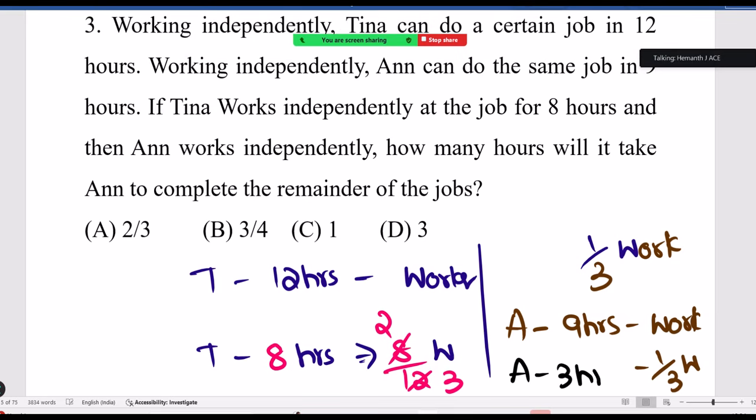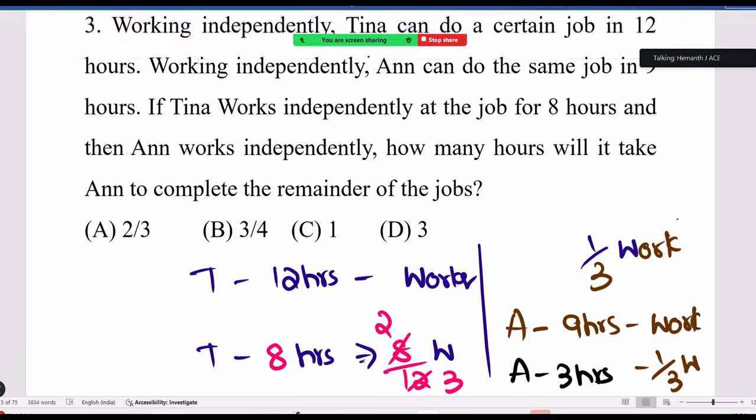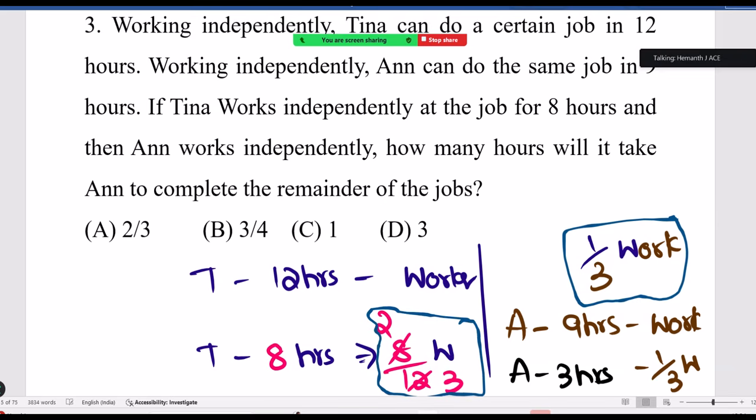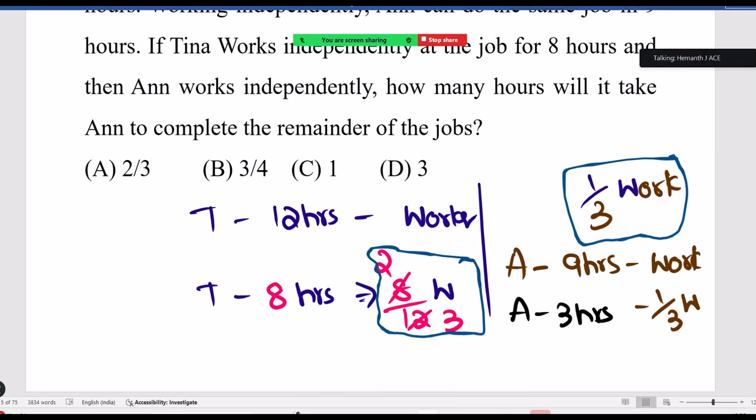That's what few of your friends already answered. Remaining, please check how you are solving this question. Why 1/3? What is this 1/3, sir? What is this 1/3? Here 2/3 of the work is already completed in 8 hours by Tina alone. Now Anne alone should complete that 1/3 of the work. From question we understand Anne can complete full work in 9 hours. If it is 1/3 of the work, we require 3 hours to complete.